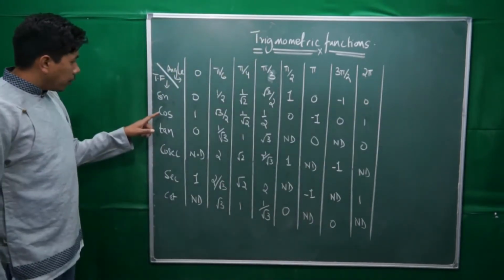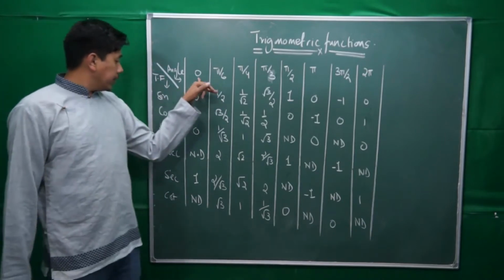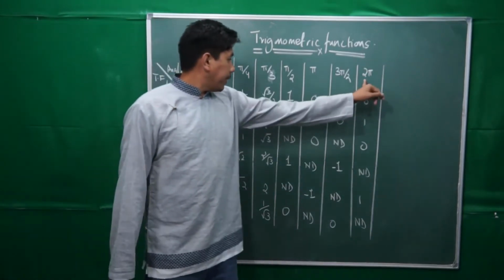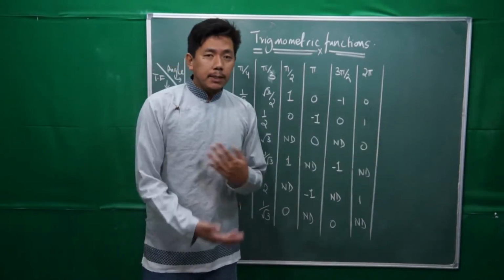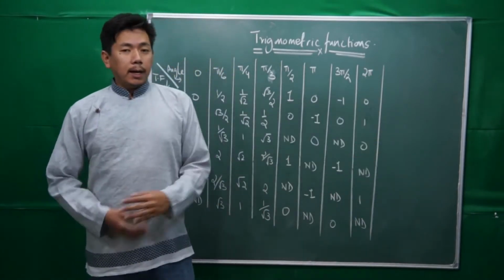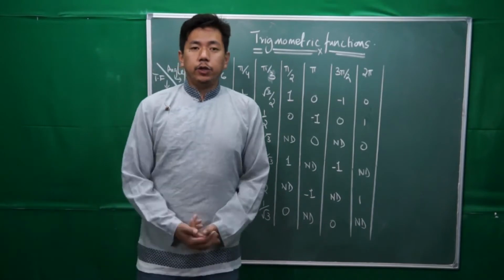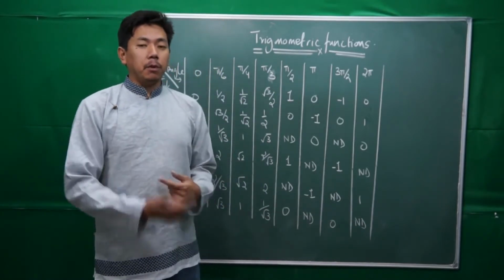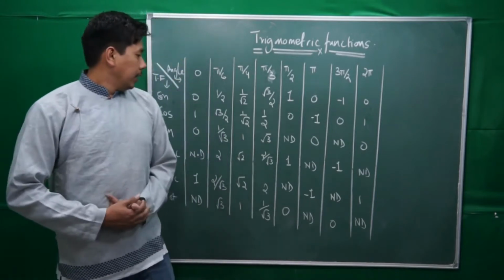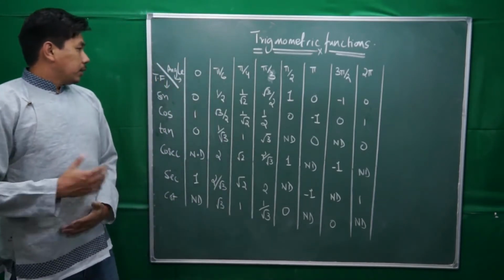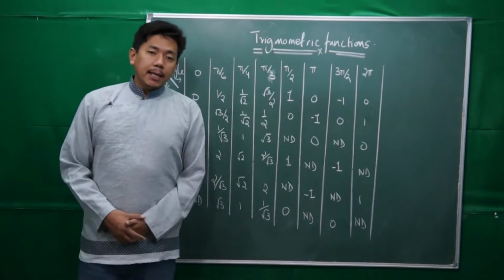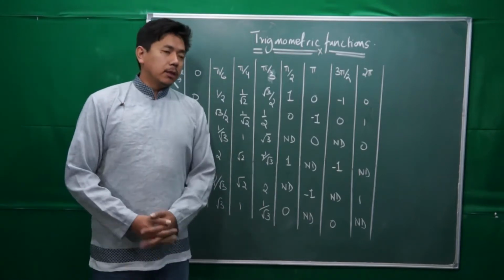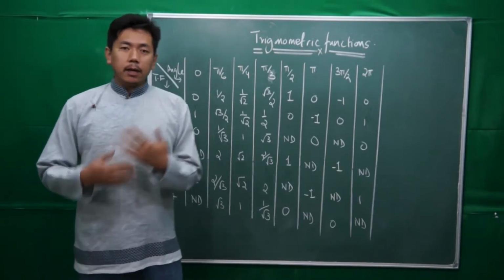Likewise, in case of cos, cos 0 is 1. Similarly, cos 2 pi is also 1. So what is happening? The ratio that is being returned is repeating after some interval of angle. All right. So keeping this in mind, we can say that trigonometric ratios are periodic. Not just generally, they are periodic.